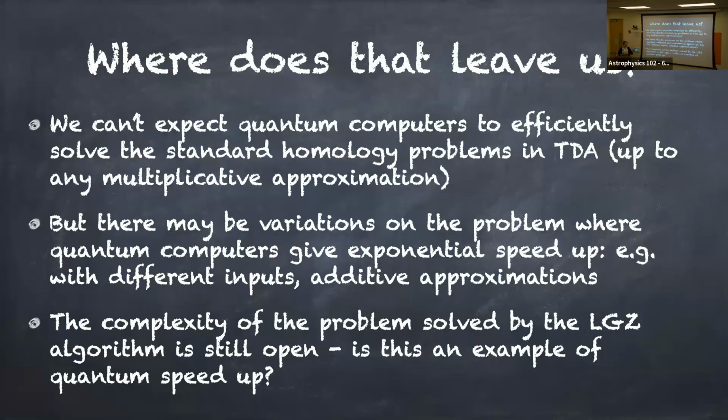And the final open question, which is maybe less relevant to TDA, but I still think interesting theoretically, is what is the complexity of the problem solved by the LGZ algorithm? Even though this algorithm is not necessarily practically useful for TDA, it is still potentially an example of a seemingly simple algorithm where there's real quantum speedup. So I think trying to understand the complexity of that problem is interesting from a theoretical point of view. So yeah, thank you for your time.